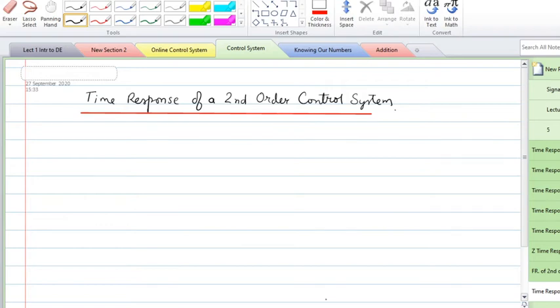Hello friends, welcome to the new class. In this class we will study the time response of a second order control system.